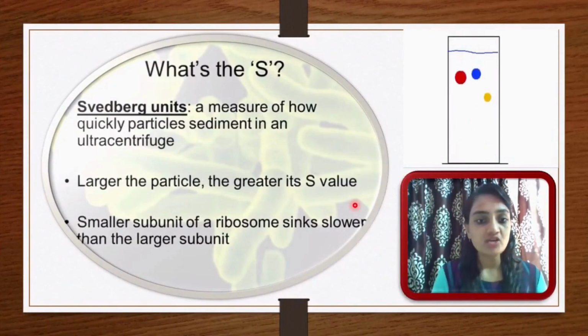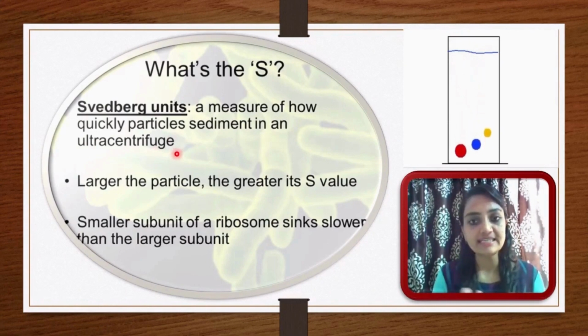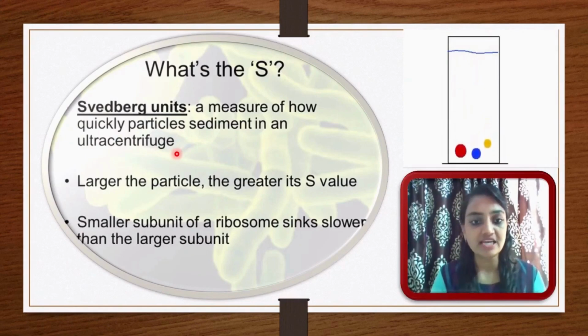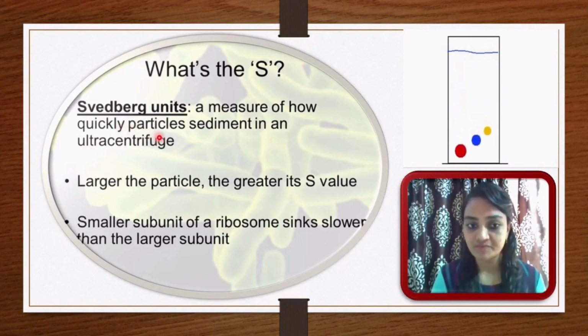Now in this slide, let me try to explain what a Svedberg unit is. A Svedberg unit is the measure of how quickly particles sediment in ultracentrifugation. So particle size is defined by using ultracentrifugation. That is one method by which you can define it, and it is indicated as a Svedberg unit. The larger the particle, the greater the S value.